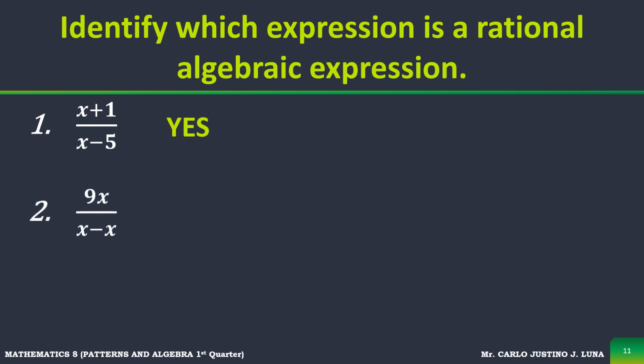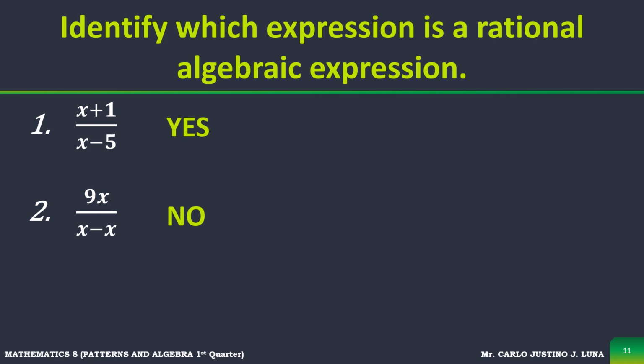9x over x minus x. Yes or no? Okay, the answer is no. Why? What's the explanation? Why is it not a rational algebraic expression? Take a look at the denominator. The denominator is x minus x.